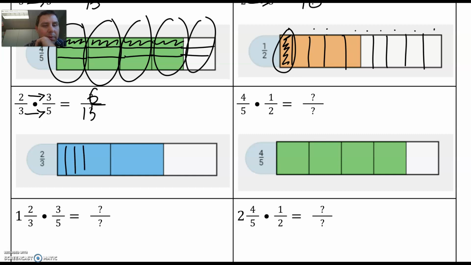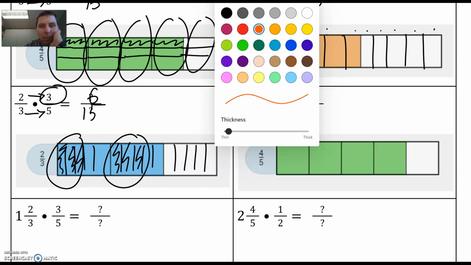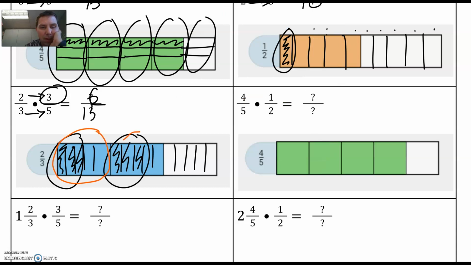We slice them 1, 2, 3, 4, 5. 1, 2, 3, 4, 5. 1, 2, 3, 4, 5. And then I would shade again. I only want 3 in each of those 2. So there's 1, 2, 3. 1, 2, 3. So there's your 2 groups of 3. 2 times 3 is 6. And then if I were to circle the bigger pieces, you have 1 group of 5, 2 groups of 5, 3 groups of 5. Or let me do it in a different color so you can really see it. There's one group of 5, two groups of 5, 3 groups of 5.